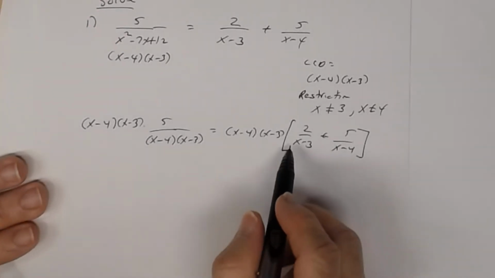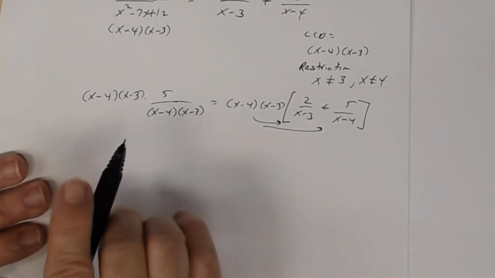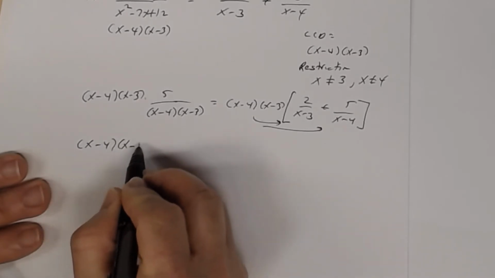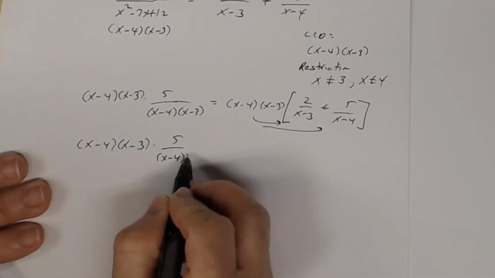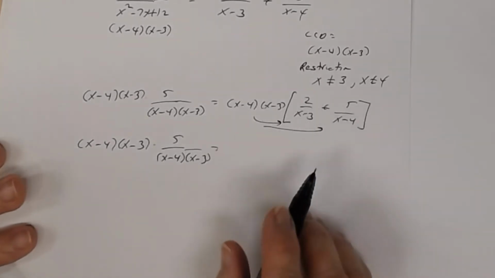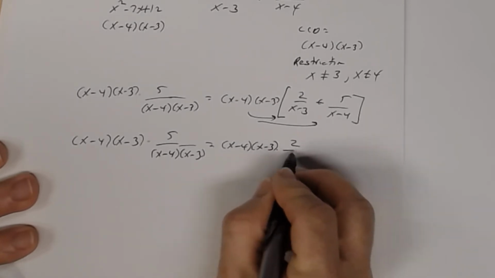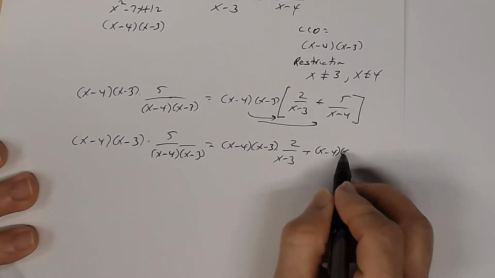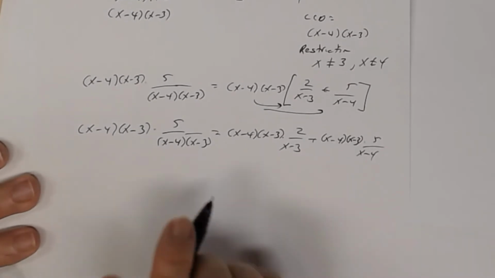Okay, now since I introduced some grouping symbols here, I'm going to go ahead and distribute, and I'm going to go ahead and rewrite this, and then we're going to talk about what to do next. So x minus 4, the LCD times the first rational expression. All right, and then I get the LCD times this rational expression. So x minus 4, x minus 3 times 2 divided by x minus 3 plus the LCD times this. So x minus 4, x minus 3, and I'm running out of room. Okay. All right, now we're going to reduce.